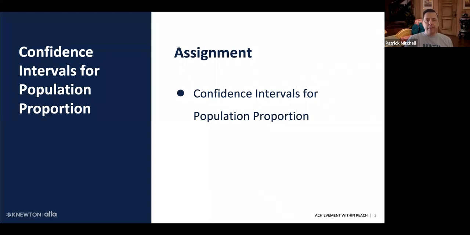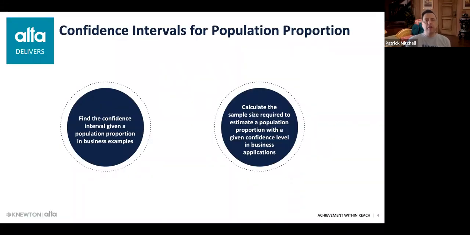All right. So the objectives in this section are to find the confidence interval given a population proportion and calculate the sample size required to estimate a population proportion with a given confidence level.